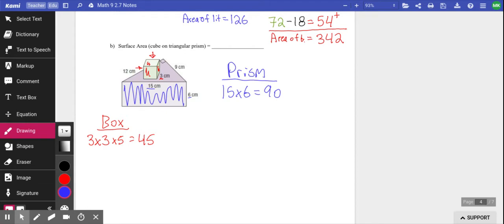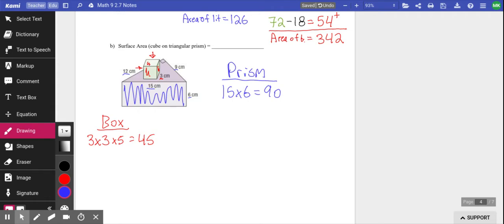I cannot multiply by 3 because the rectangles aren't all the same size. Each rectangle is a different side because they all have a different length. They all have the same height of 6, but they all have different lengths. So I can't just times by 3. I'm going to have to do each side individually.